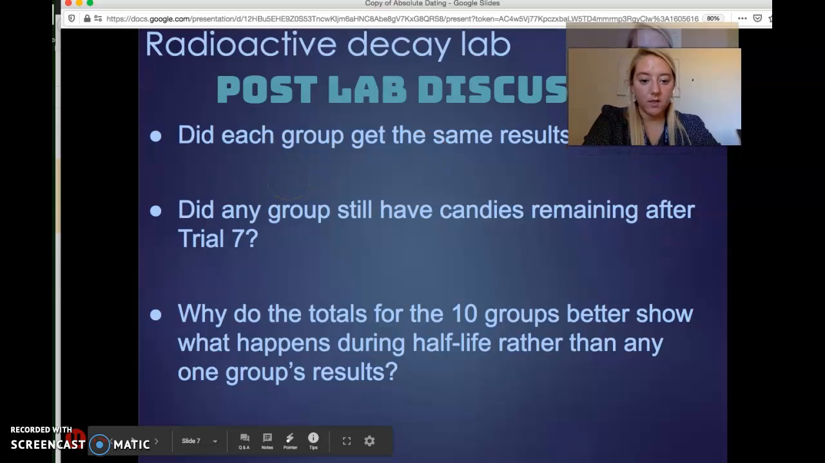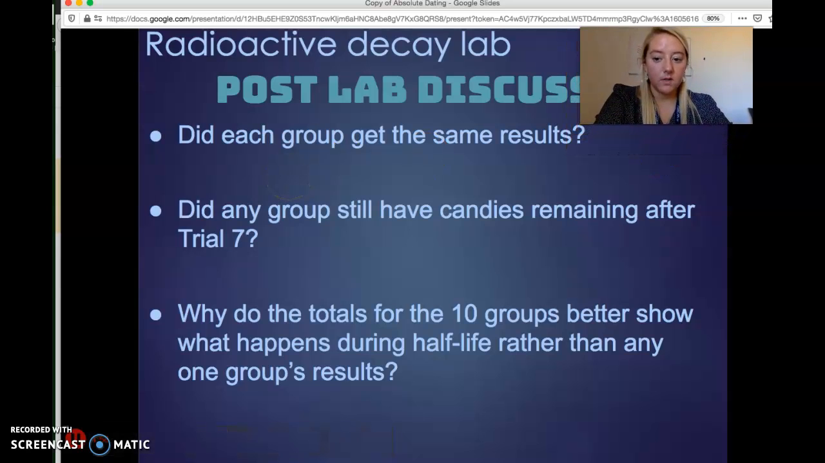Did each group get the same results? If you were in class with us, you noticed that not all of the groups got the same results. By the end, generally, we all decayed, so we didn't have any groups that had candies remaining after 7 trials. All of them were 0. But did each group get the same results? Yes or no? We did not see that.